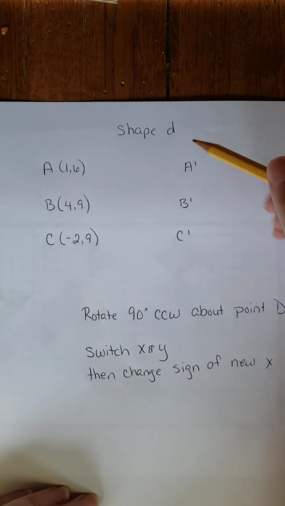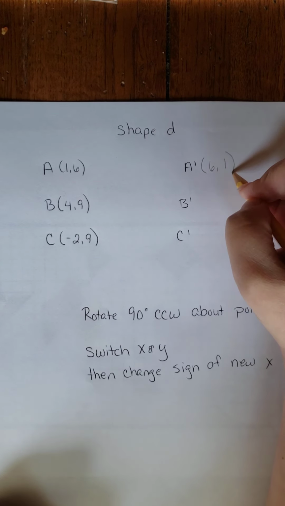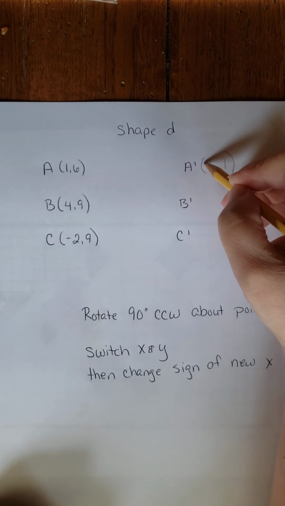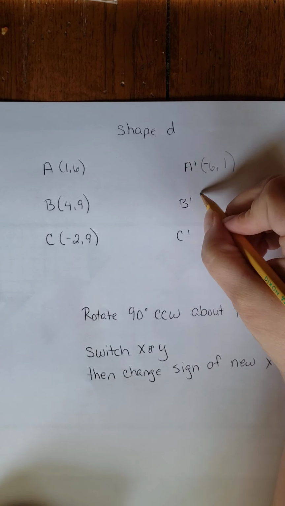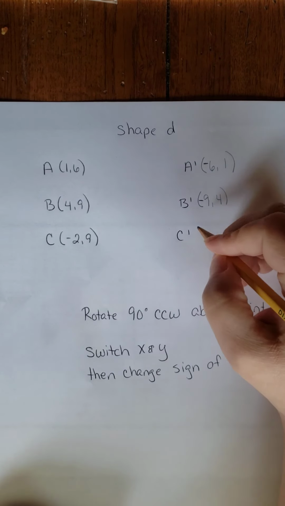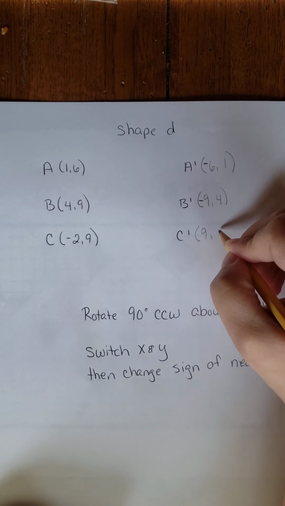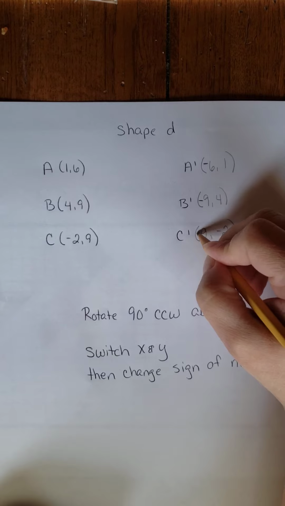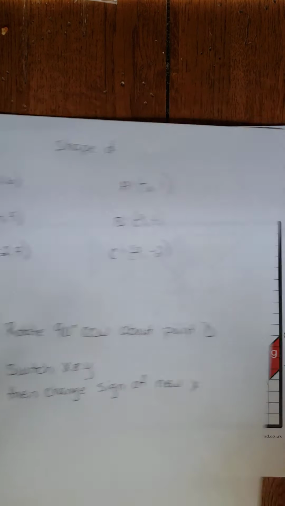So I've written down the points for this. Here they are. So here we go. For A, we're going to switch our X and our Y and change the sign of the new X. So this +6 becomes -6. For B, we switch our X and our Y and change the sign of the new X. So this +9 becomes -9. For C, we switch our X and our Y and we change the sign of the new X. So this is -9.